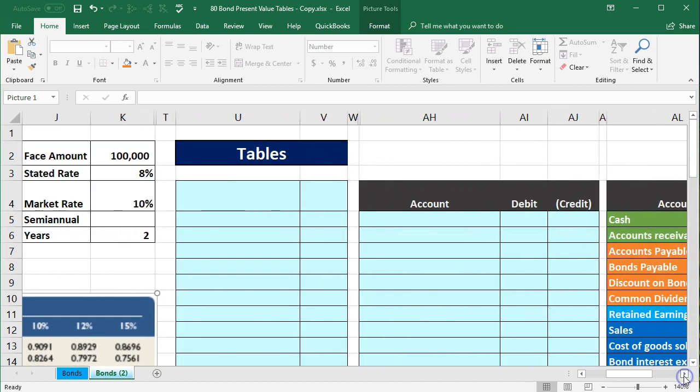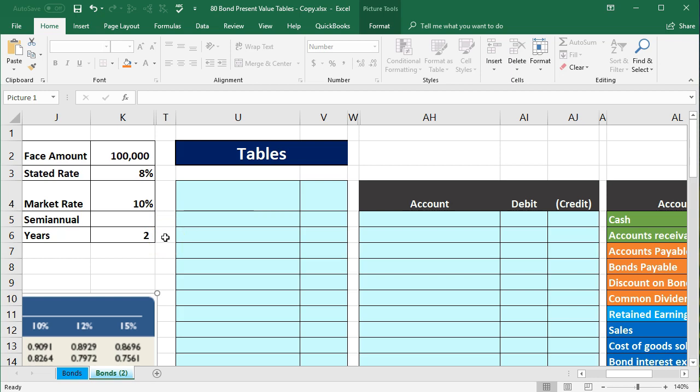So here we're just going to use the tables to do the same type of calculation that we saw in terms of a math calculation. Here's our information. We've got the bond, with a face amount of 100,000 and a stated rate, the rate on the bond, of 8%. The market rate, the rate that's not on the bond but that we think is the market rate, is 10%. Semi-annual payments, and there are 2 years.